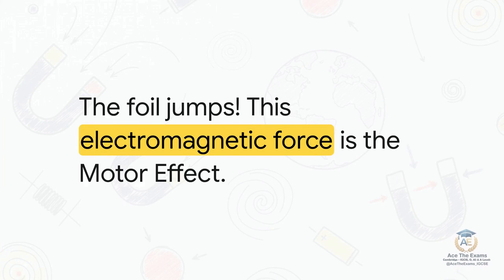Explanation. The magnetic field of the live wire interacts with the existing field of the permanent horseshoe magnet, creating a physical push. Link. This phenomenon of an electromagnetic force acting upon a current-carrying conductor in a magnetic field is called the motor effect. Boom. Full marks. Notice how we didn't just dump facts like Alex, and we didn't rush like Sam. We provided a structured, logical sequence. The motor effect is literally the fundamental principle behind how electric motors work, and now you know how to articulate it perfectly.